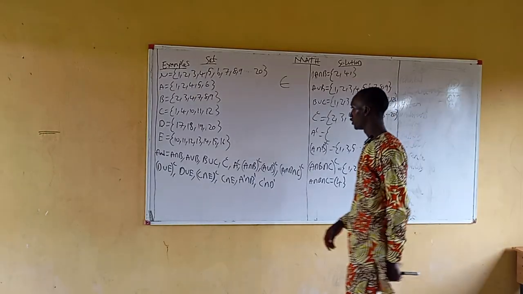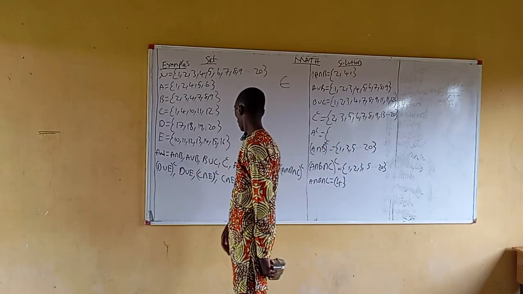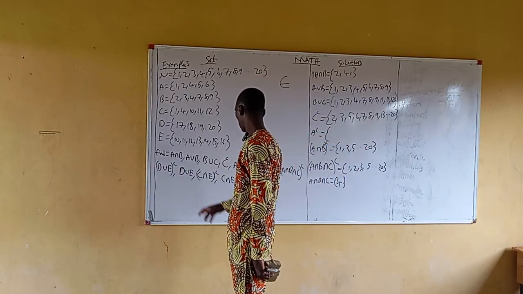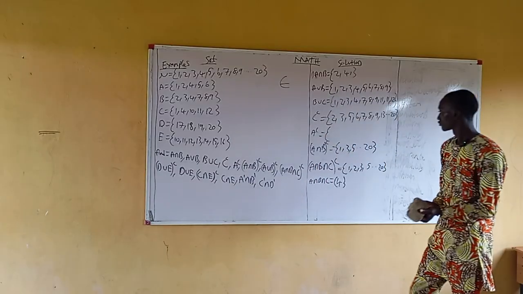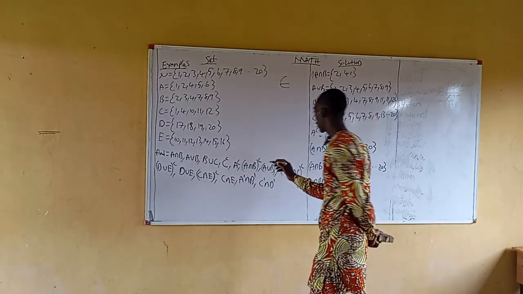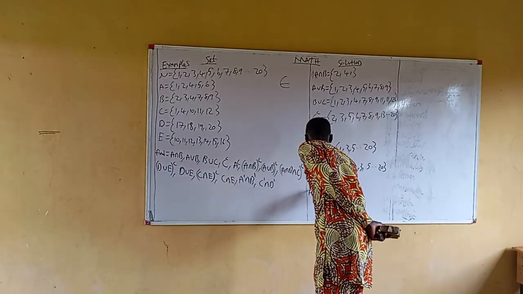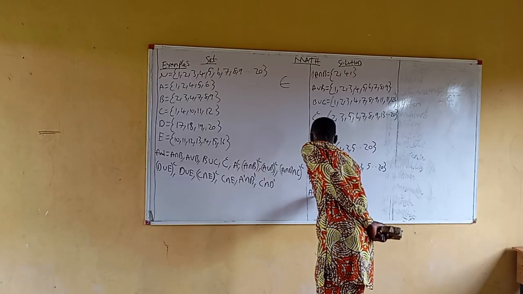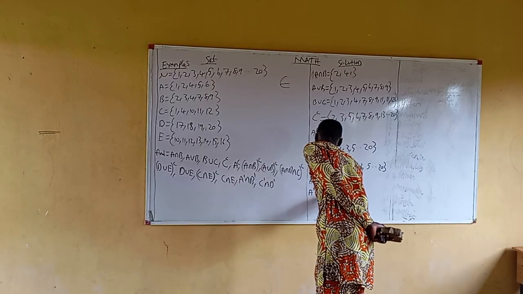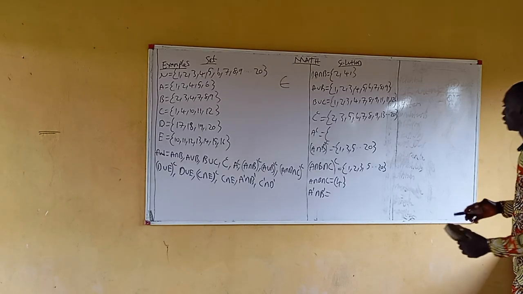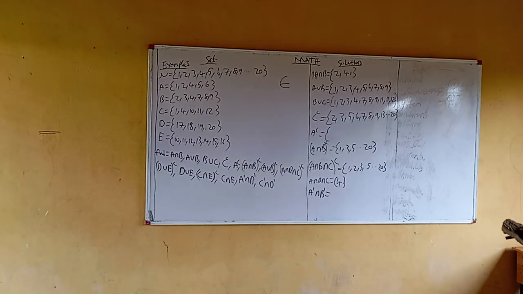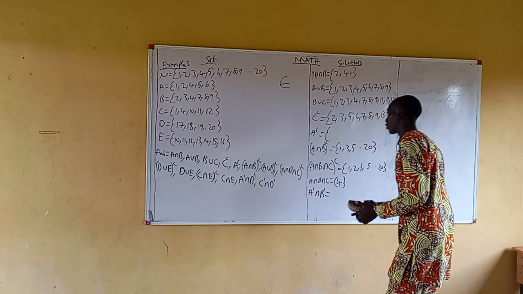Now, I'm going to leave this for you to do. Then I will do this, which is A prime, or A complement. A prime intersect B prime. Now we're going to do B prime. Now A prime, which is A complement. Remember, prime is a complement.